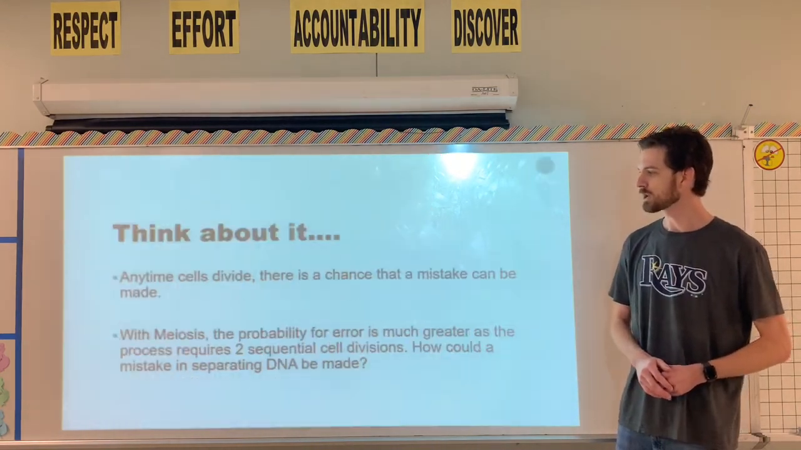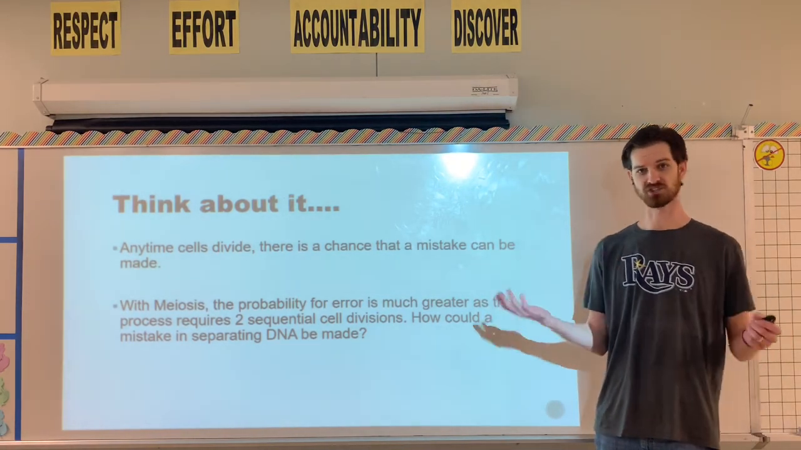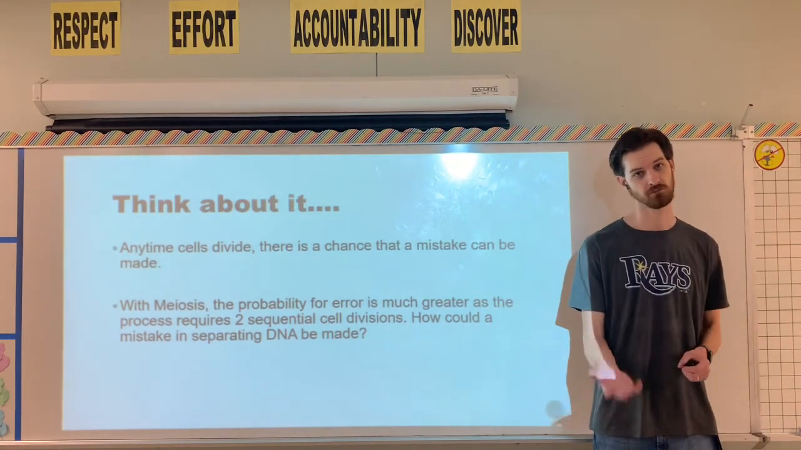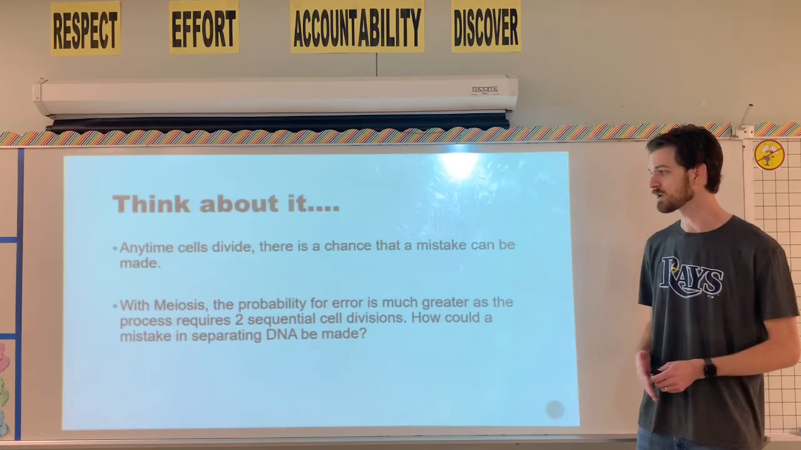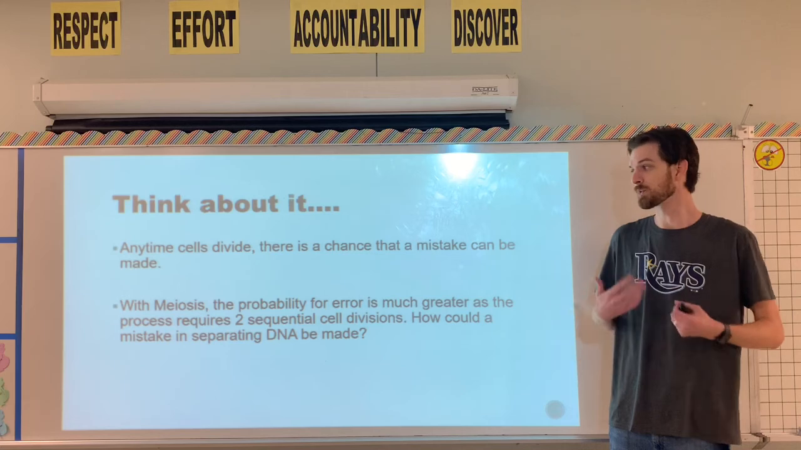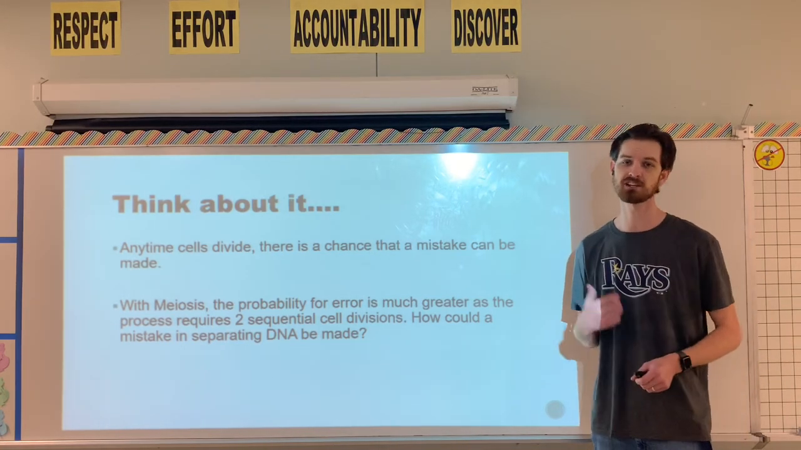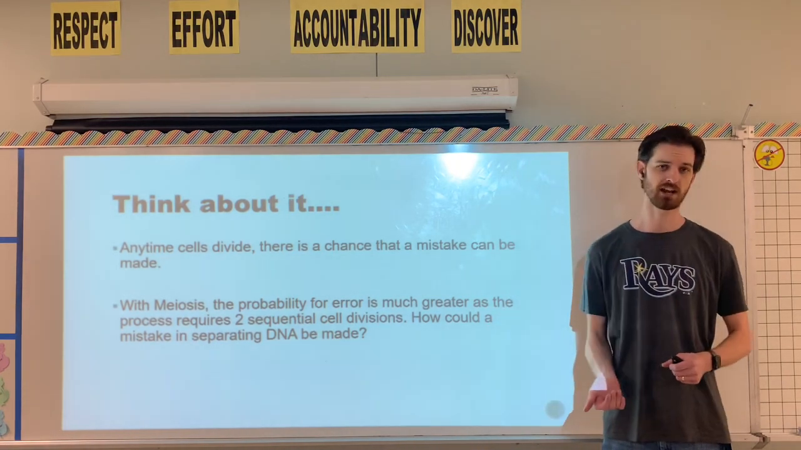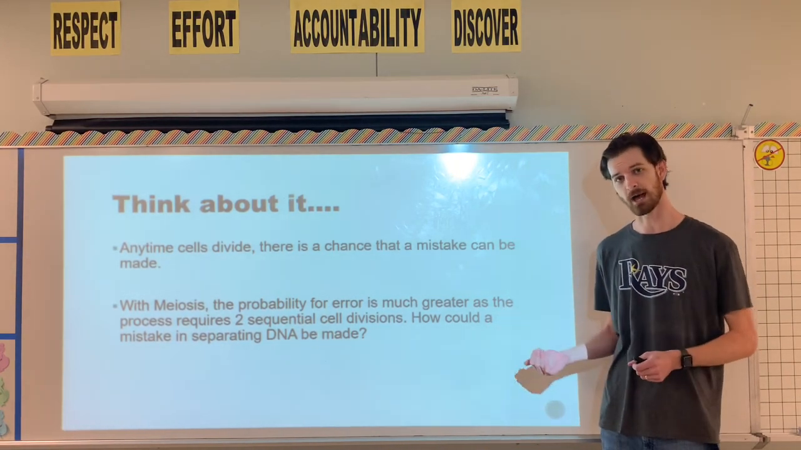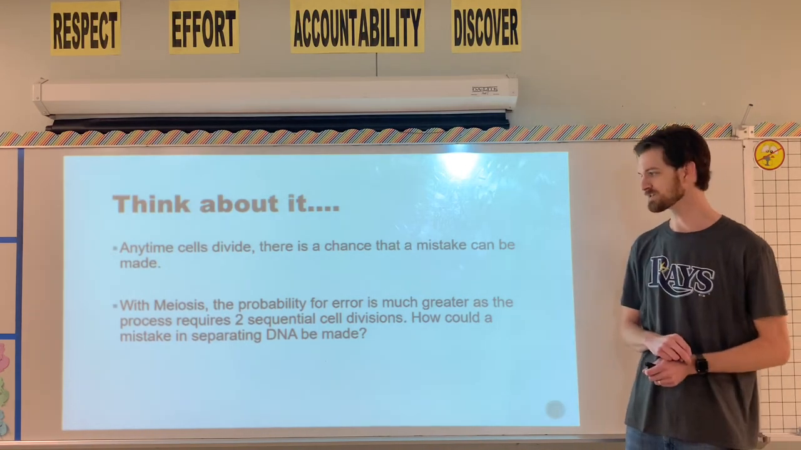All right, so anytime a cell divides, there's always a chance for a mistake to happen. Anytime you do anything, there's a chance for a mistake. With meiosis, there is a much greater probability for error because you have multiple divisions. In mitosis, you're just copying the DNA and breaking it apart. You can still have errors with that, but it's less likely to happen than if you're breaking apart DNA in 2 separate rounds through 2 specific divisions.